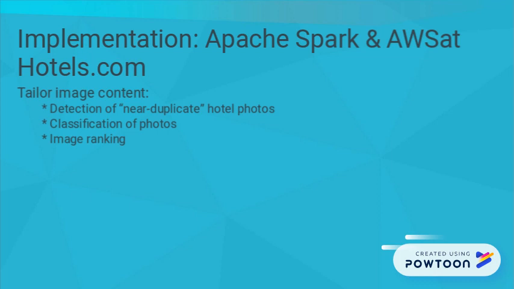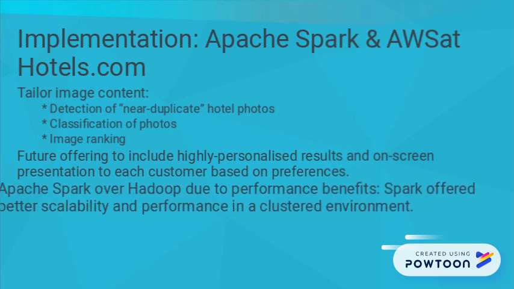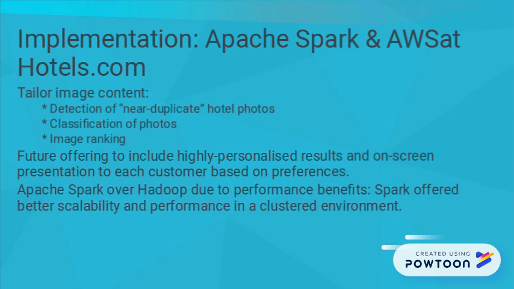Future work will allow the company to offer highly personalized results and on-screen presentation to each customer based on their preferences. Matt Fryer, their Chief Data Science Officer, says that they are now able to build feedback loops to mesh deep learning with click behaviors and customer behaviors in Spark. Hotels.com chose Spark over Hadoop due to performance benefits. Spark offered better scalability and performance in a clustered environment.